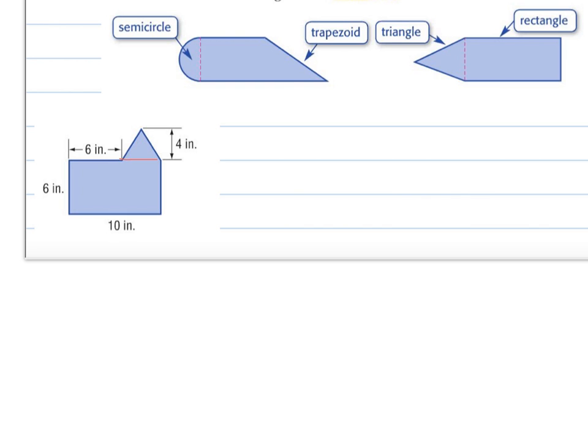So how I show my work is that I first decide what I'm finding. So I say that I'm finding the area of a rectangle plus the area of a triangle. Bear with my stylus again.